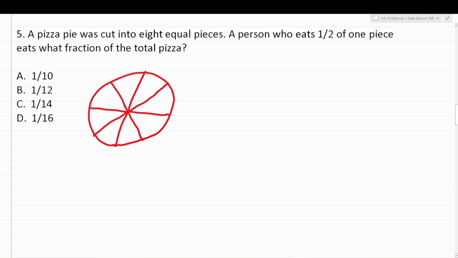And in light of that, we know each of these slices of pizza represents 1/8 of the total pizza. According to the question, we want to know what fraction of the total pizza someone eats when they eat half of a slice. Well, a slice is 1/8 of the total pizza. If we're eating half of that, we're going to take 1/8 and multiply it by 1/2. That will tell us what fraction the person ate of the pizza.